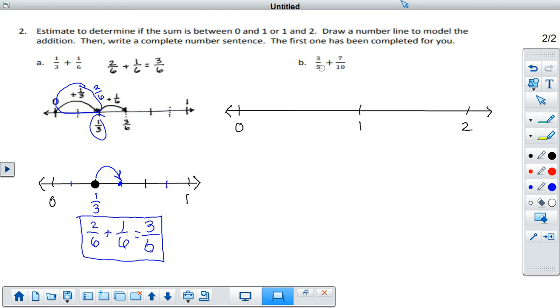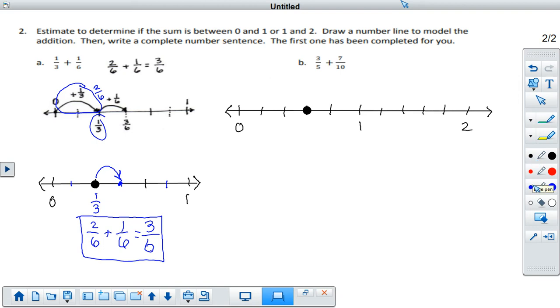I want to start with my 3/5. So I'm breaking this apart into 5 equal sections. That's 4 lines. That makes 5 parts. 1, 2, 3, 4 lines makes 5 parts. And I will start by labeling my 3/5. 1/5, 2/5, 3/5.